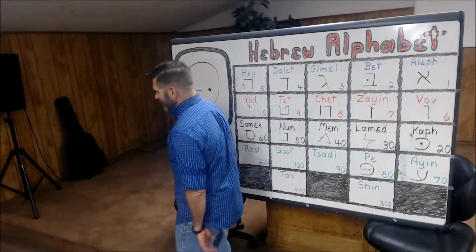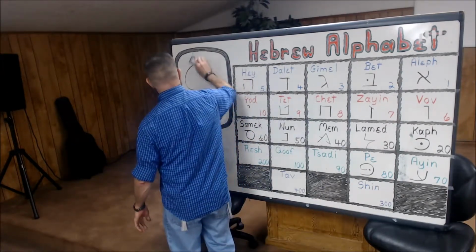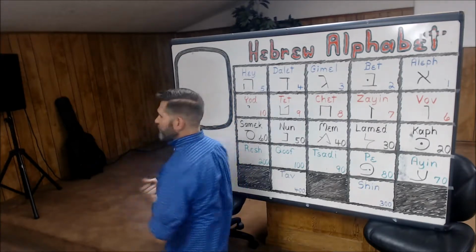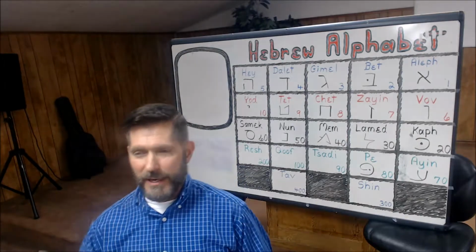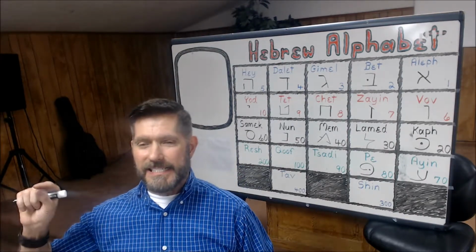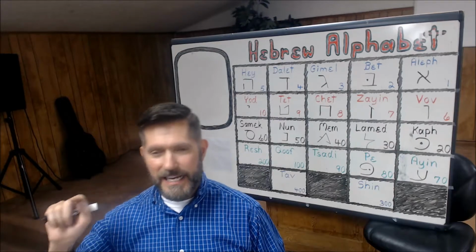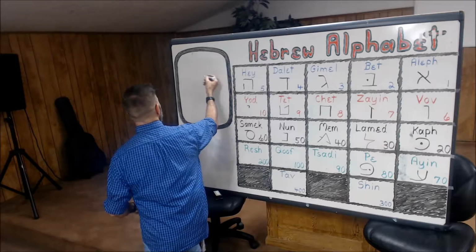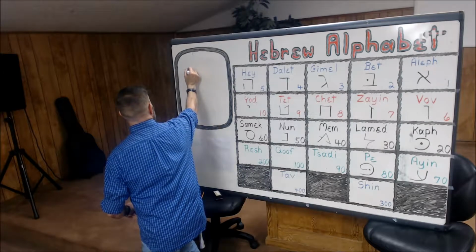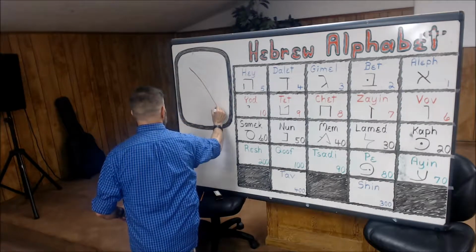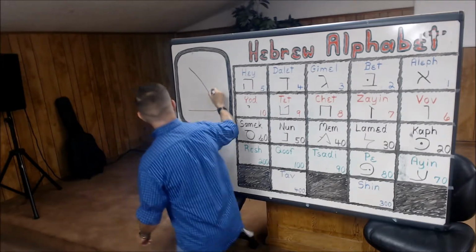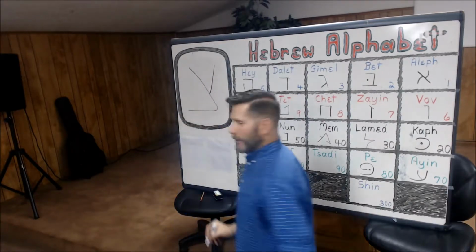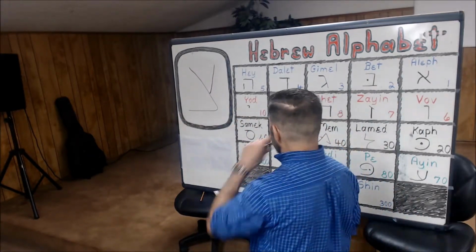Now my favorite letter. Tsadi. Now this one is pronounced T-S-A-D-I, tsadi. It's like a T-S, tsadi. And you start up at the top left corner, come down like this, and then go like that. And then you come one third of the way up, and come up like that. Isn't that a cool looking letter? And that's a tsadi.